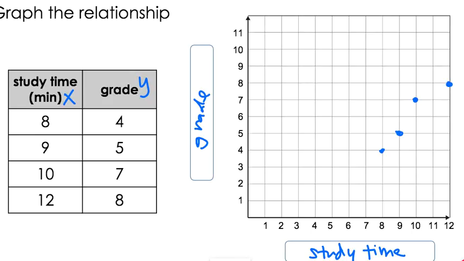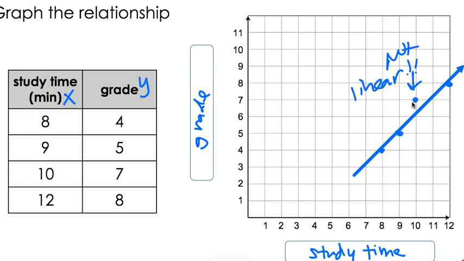If I try to connect these with a line, I can't. I can get a couple of them kind of, but something's off. Okay, I have an issue right here. So what you can do is you can go back and double check that you did all your math right, or double check that you plotted right, but this is a clue that it's not linear.